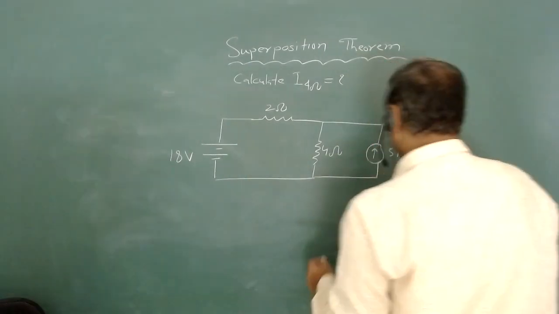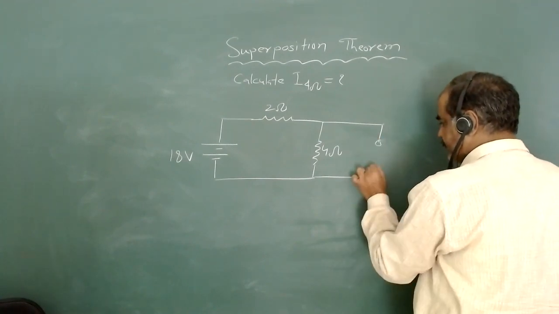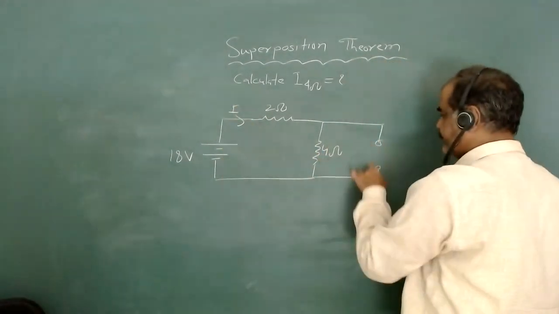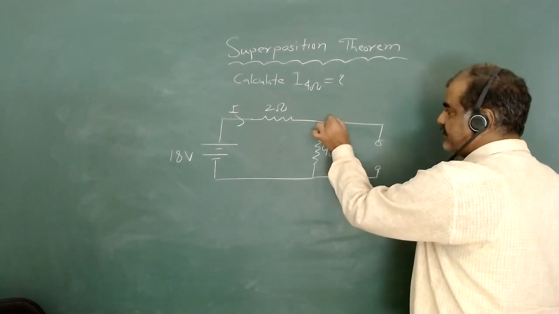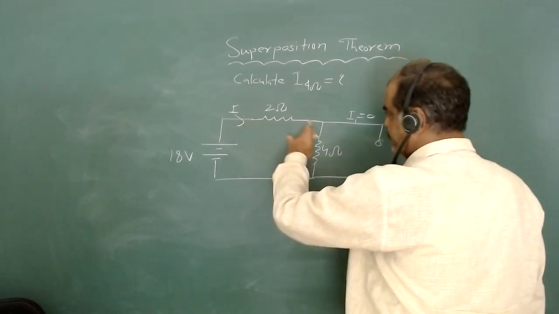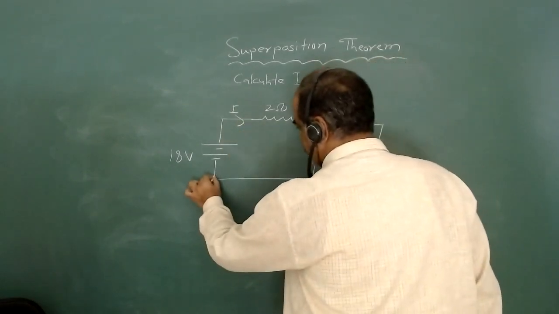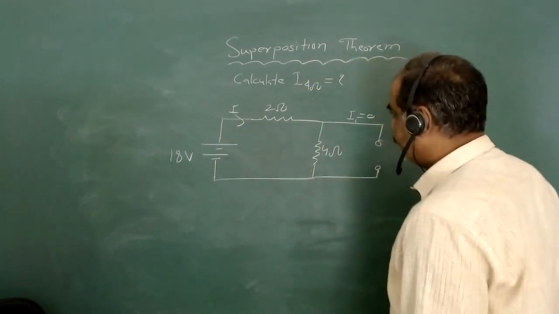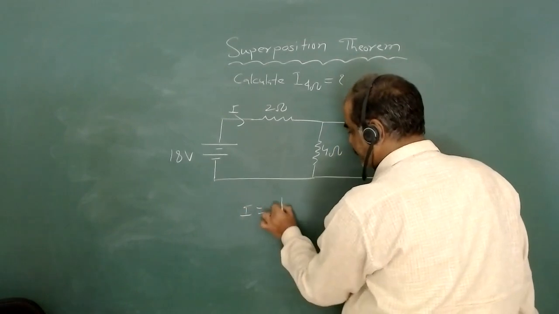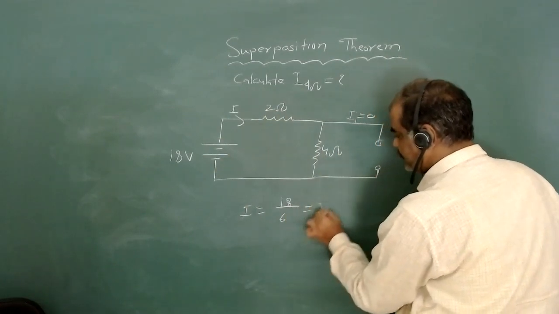Deactivating the 3 ampere source means I have to replace it by an open circuit. So I will remove this current source and make it open. Because this branch is open, there will be no current flowing here. All the current will start from here, go through the 4 ohm, and come back to the negative of the battery. Now what is the current in the 4 ohm resistance? Total volts are 18, and total resistance of the circuit is 2 plus 4, 6 ohm. So there is 3 ampere current.